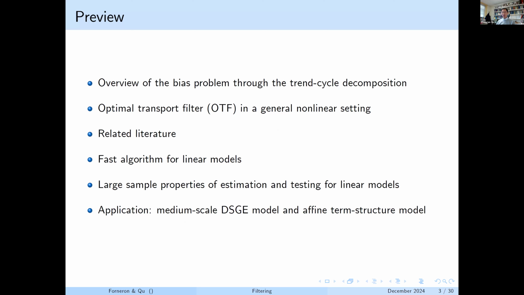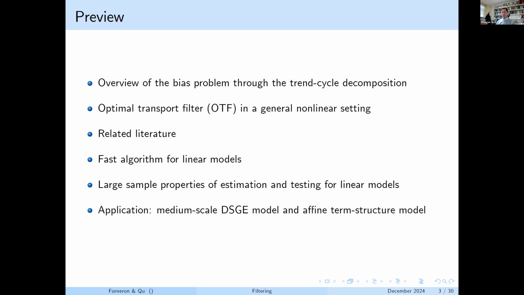My plan for the talk is the following. I'll begin with an illustration of the bias problem using the simple trend cycle decomposition. After that, I will present the optimal transport filter, which we introduce. This is the first result of the paper, so I will introduce it in a more general setting. This setting can be linear or nonlinear; it doesn't really matter. Then I will insert a slide about the related literature.